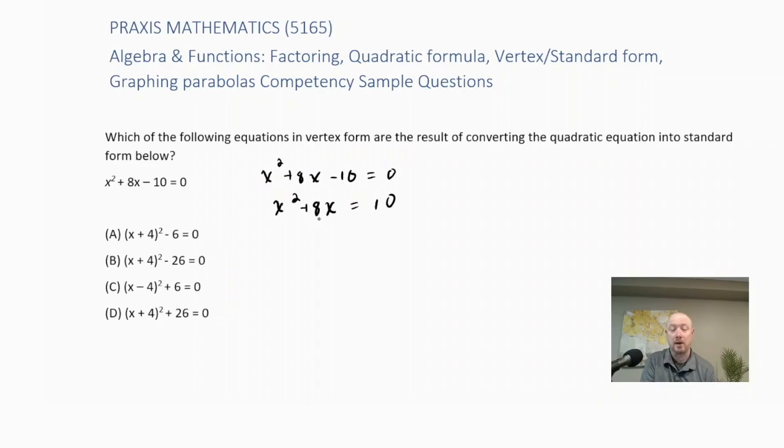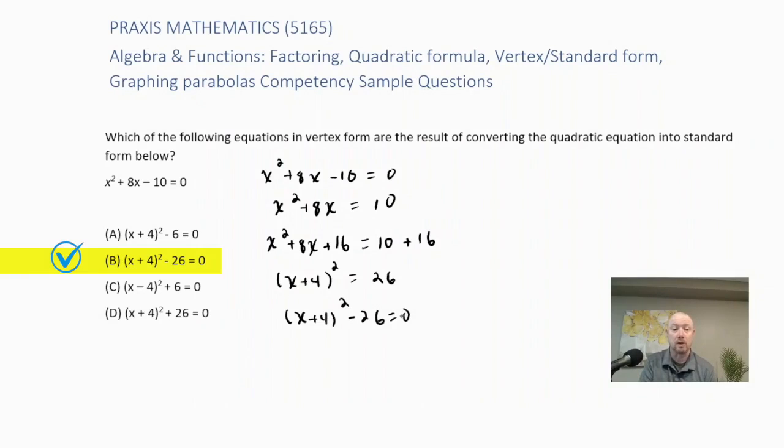Now to complete the square, I'm going to take half the 8 and square it. So I'd get x squared plus 8x. Half of 8 is 4. 4 squared is 16, so I want to add 16 to each side. Now I'm going to factor this. This is now a perfect square, so I'd get x plus 4, the quantity squared, equals 26. To finish this off, we're going to move the 26 back over, so we would get x plus 4 squared minus 26 equals 0. So the correct answer here is choice B.